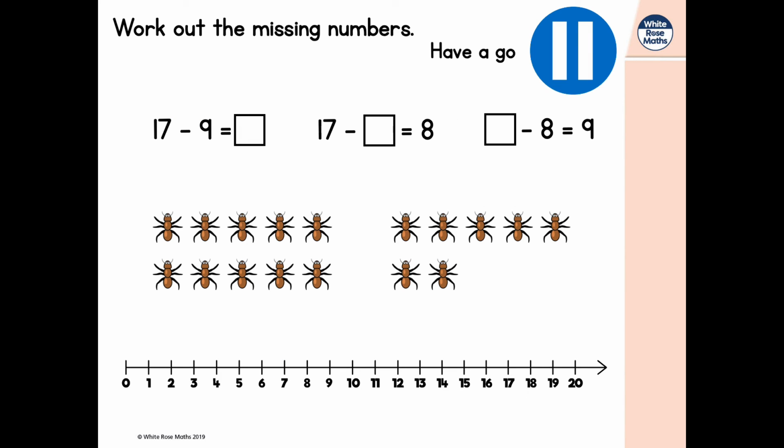Once again, we're going to pause and have a go. You know, practice is the only way we're going to get good at these strategies. So here are 3 questions. Each question is a little bit different. Sometimes the missing amount is the total. Sometimes the missing amount is how many went away or how many we began with. So think about each of these questions. See if you can work them out. Use the pictures of the ants as well as the number line at the bottom. Come back when you're ready.